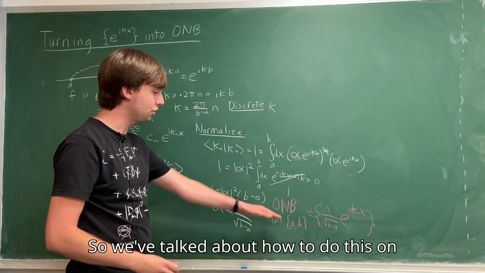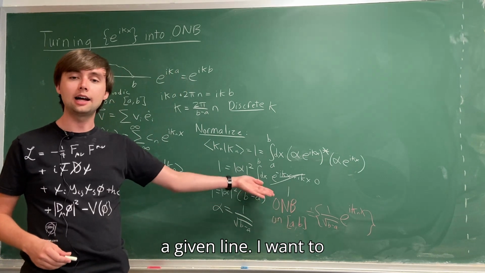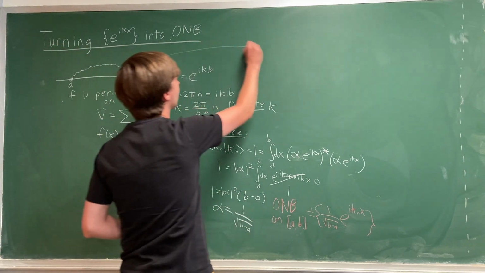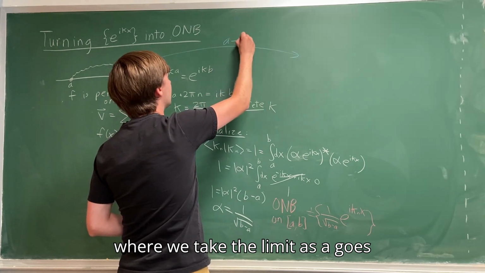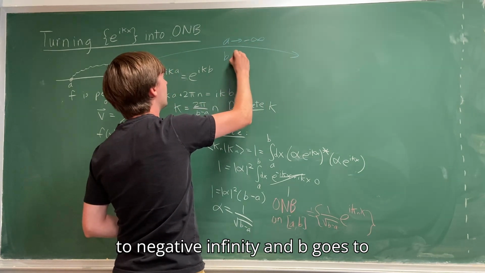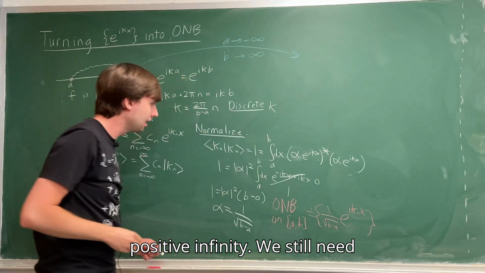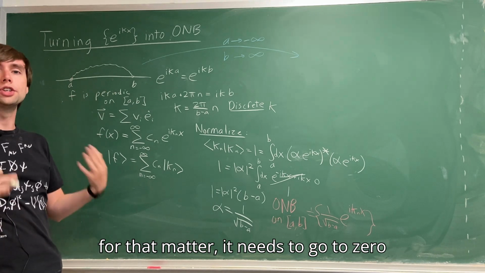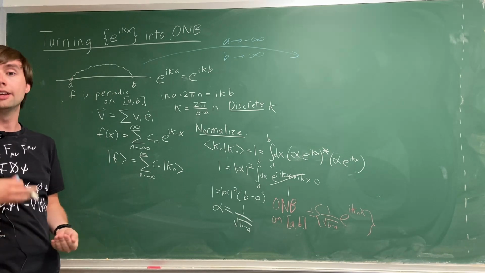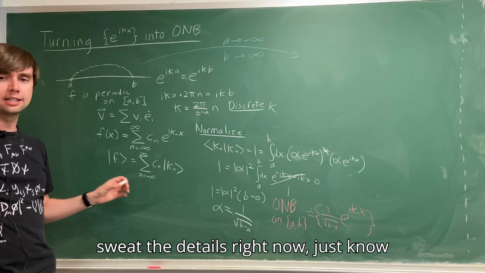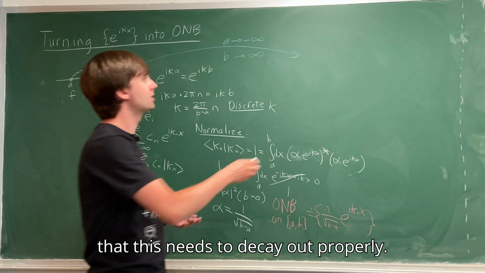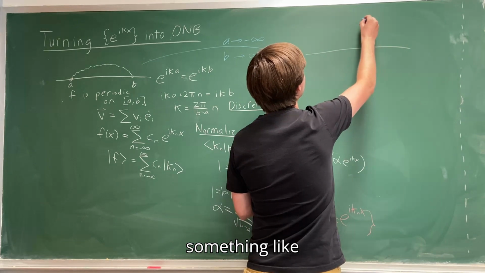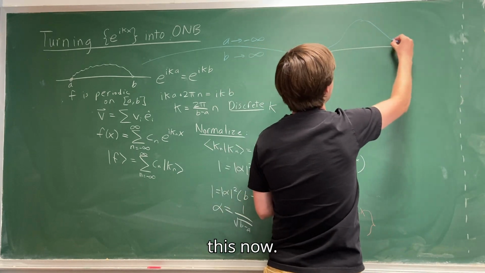So we've talked about how to do this on a given line. I want to start extending this out, where we take the limit as a goes to negative infinity and b goes to positive infinity. We still need this function to be 0 on the ends, and for that matter, it needs to go to 0 fast enough so that we can integrate it and get a finite number. We don't need to sweat the details right now. Just know that this needs to decay out properly, and our functions are going to look something like this now.